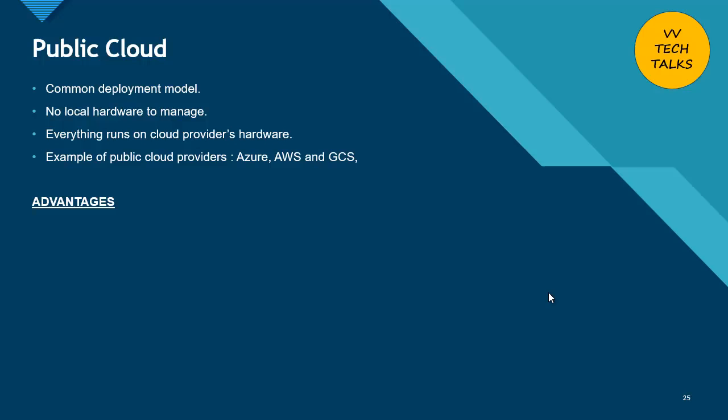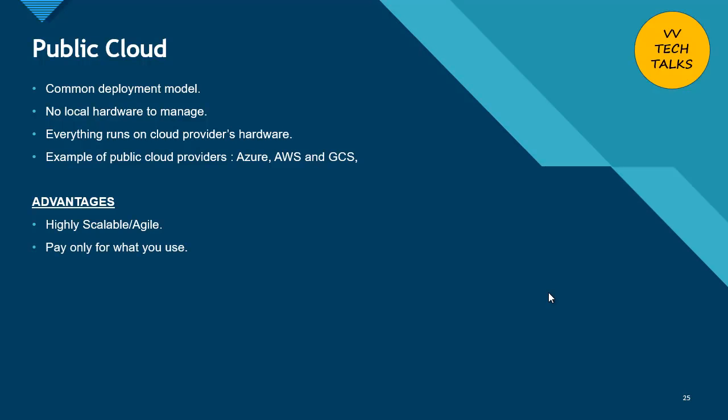And some of the advantages of using public cloud is they are highly scalable and agile in nature. By scalable we mean resources can be scaled up automatically, or can be increased automatically, by the cloud service provider depending upon the load.